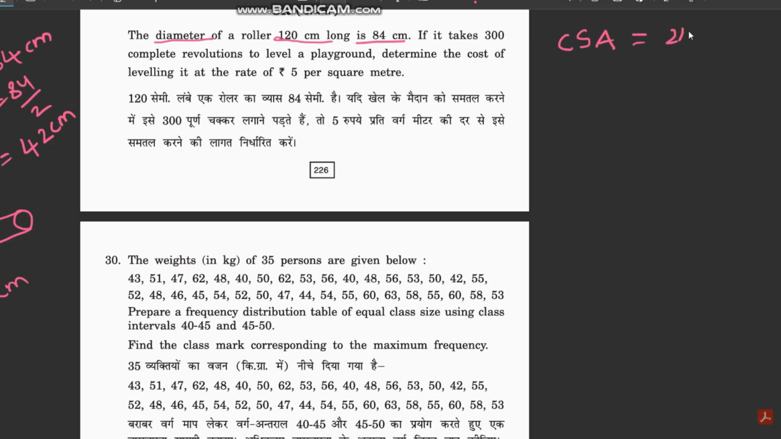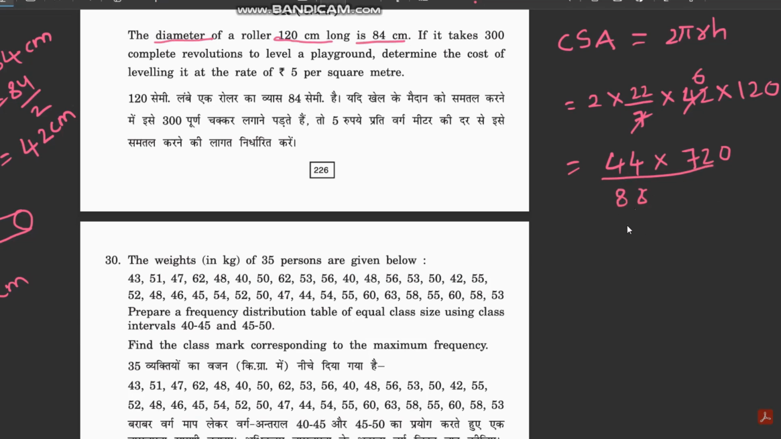What is the CSA formula of a cylinder? 2 pi R H. See, 2 into 22 by 7 into R, which is 42, into H, which is 120. So 7 6s are 42. Now multiply what is left over: 2 2s are 44. 12 6s are 72 and 0. Now multiply. Here this 0 I am writing directly, later I will write 2 4s are 8, 2 4s are 8, 7 4s are 28, 7 4s are 28, plus 2 is 30, 8, 16, 1, 3. So the final answer is 3168 and this 0.